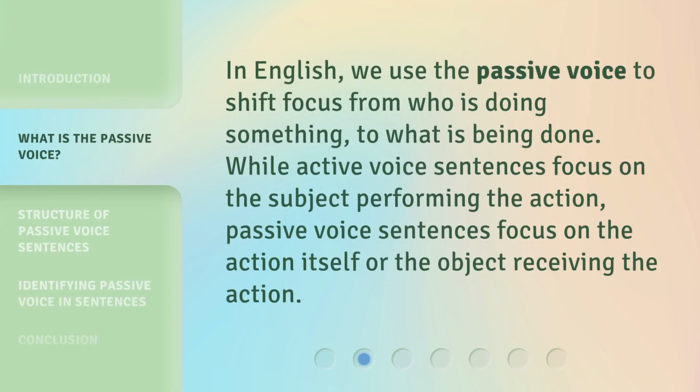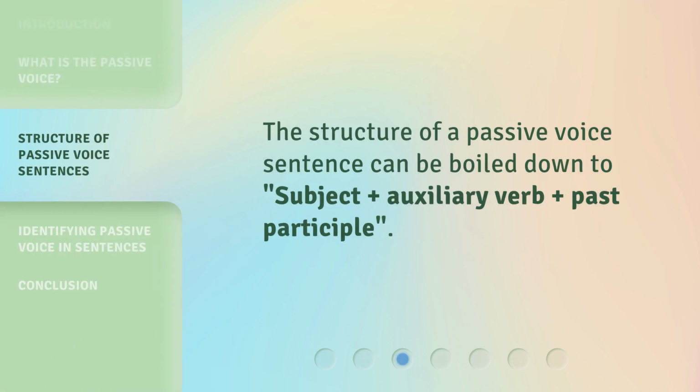In English, we use the passive voice to shift focus from who is doing something to what is being done. While active voice sentences focus on the subject performing the action, passive voice sentences focus on the action itself or the object receiving the action. The structure of a passive voice sentence can be boiled down to subject plus auxiliary verb plus past participle.